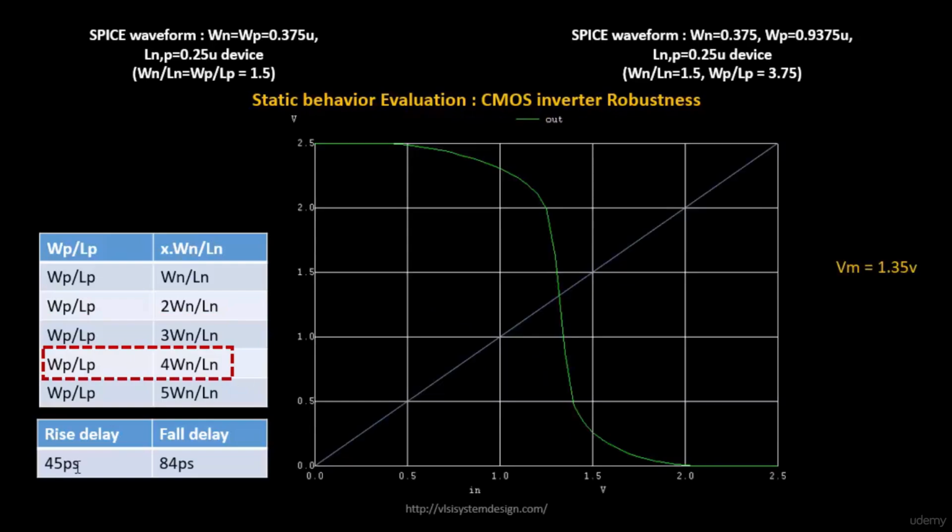The rise delay comes to about 45 picosecond, and the fall delay comes to about 84 picosecond, and your switching threshold shifts towards the right. It is about 1.35 volts. So as and when you increase the width of your PMOS, you see the switching threshold moving towards the right. We'll draw some conclusions out of it in maybe the next video, but let me first draft some values over here, and then we can draw a good conclusion.